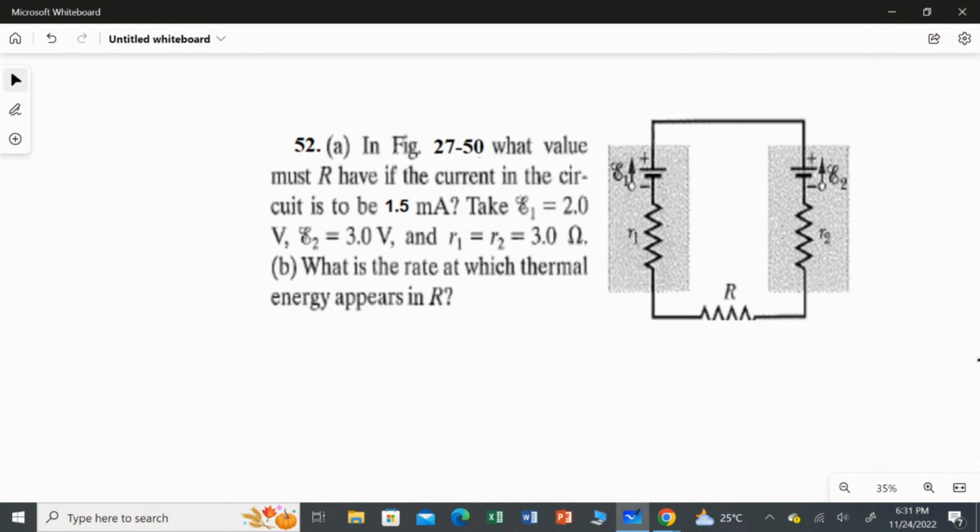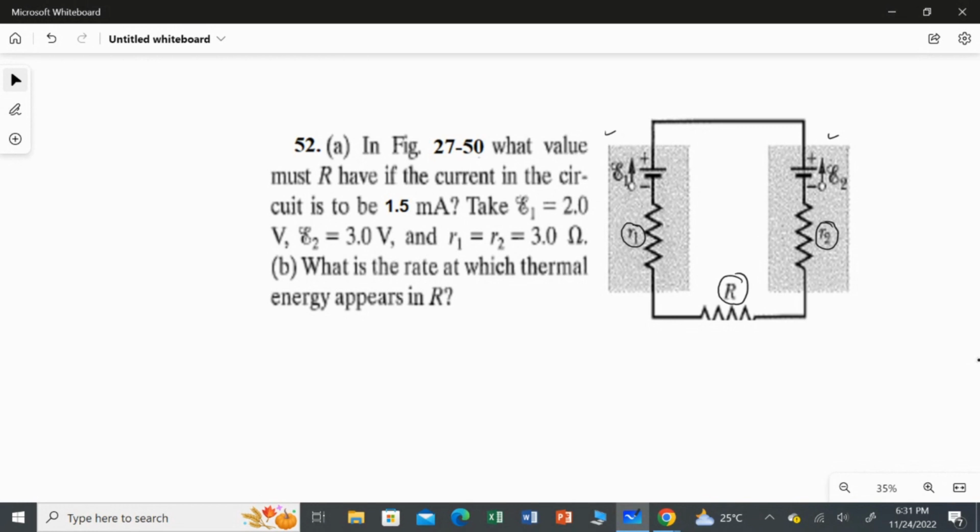In this circuit diagram, we have 1.5 milliampere of current, and also we have two EMFs, EMF 1 and EMF 2. And if you see this circuit diagram, we have one external resistance, capital R, and here we have two internal resistances, small r1 and small r2. Now we are going to find what should be the value of the external resistance R.